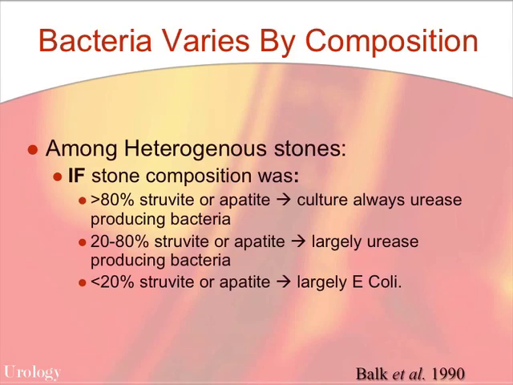Now, if we remember back to talking about how the stone composition could be a combination of several different components, Bulk in 1990 looked at stone composition with respect to Struvite. So what they found is that in stones that have greater than 80% Struvite or apatite composition, these always cultured urease positive bacteria. Now when you bring it down to 20 to 80%, it's still largely urease producing bacteria that's cultured, but once you get below 20% Struvite or apatite composition, then it's growing largely E. coli, which you recall only produces urease 1.3% of the time.